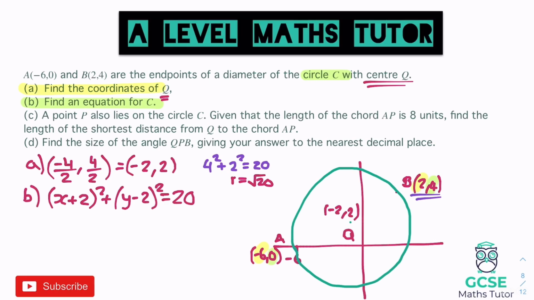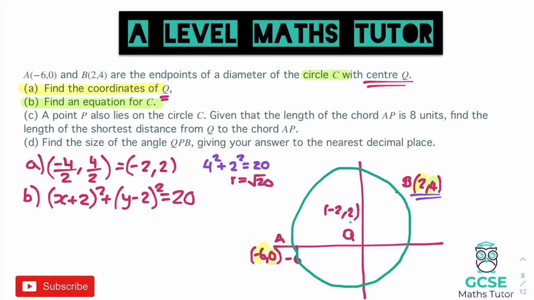Then we've got part C here. Part C says, a point P also lies on the circle C. Given that the length of the chord AP is 8 units, find the length of the shortest distance from Q to the chord, so from the centre to the chord.